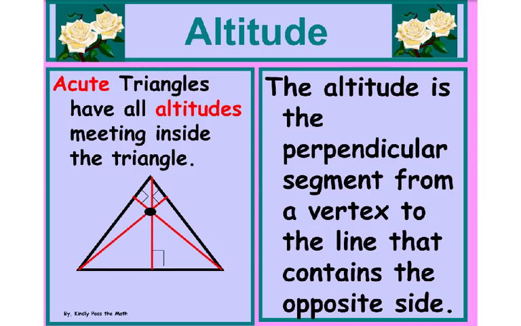Okay, so let's read the right-hand side first. It says the altitude is the perpendicular segment from a vertex to a line that contains the opposite side. All acute triangles have, they meet inside the triangle like this, okay? Acute triangles, their altitudes will meet inside the triangle.